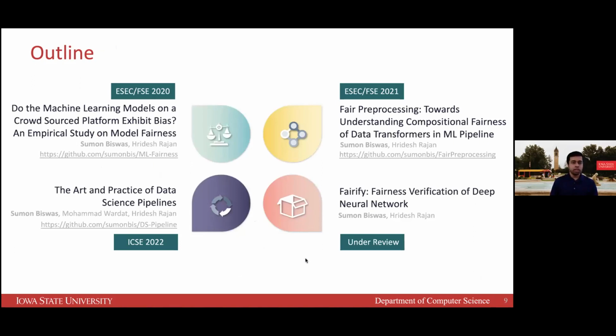All right, so today I'll mainly discuss my FSE 2020 work, which was an empirical study to understand fairness in the real world, and then another work that was published in FSE 2021, which was fair pre-processing. In that one, I was mainly focusing on understanding compositional fairness in different stages of the pipeline. So not looking at fairness as a whole holistic property, but looking at how we can localize or say that this component is unfair. I will also talk a little bit about the work on understanding the software architecture of data science pipelines. And finally, I'll talk about the verification of fairness that I'm currently working on.